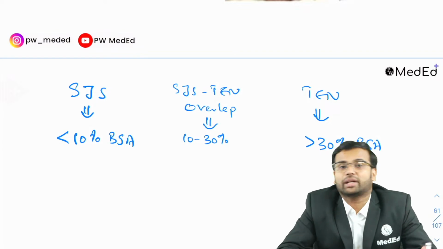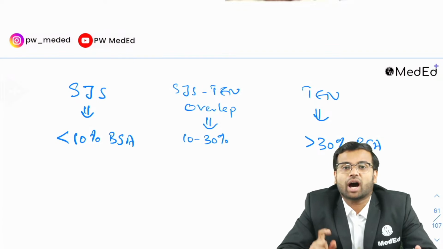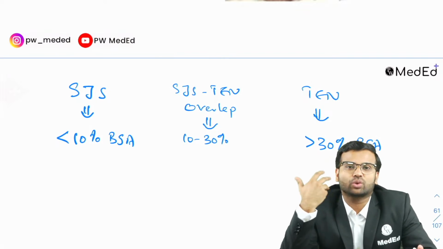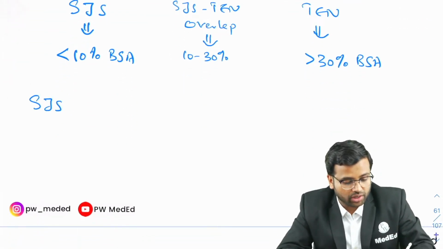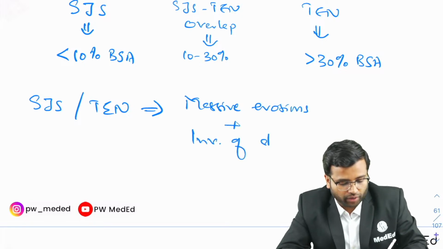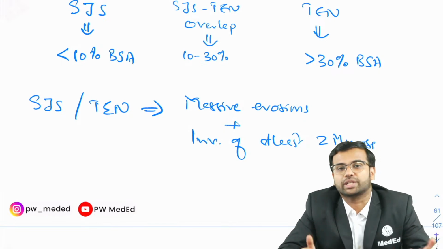Now tell me, in toxic epidermal necrolysis and Steven-Johnson syndrome, are you expecting any involvement of the mucosa? Let us say the oral mucosa or the mucosa of the eyes, are those involved as well? Please remember that when it comes to Steven-Johnson syndrome or toxic epidermal necrolysis, there are massive erosions plus an involvement of at least two mucosa. That is how the patients may usually present to you.